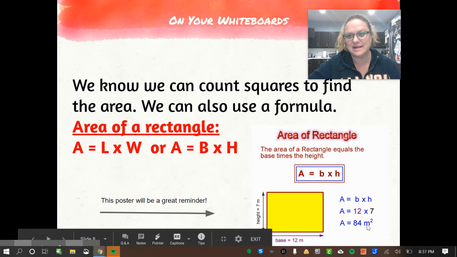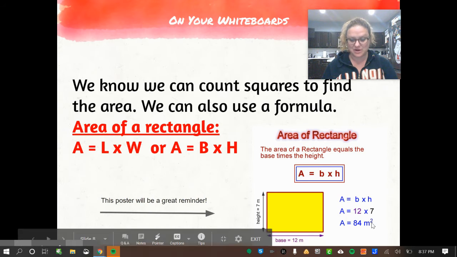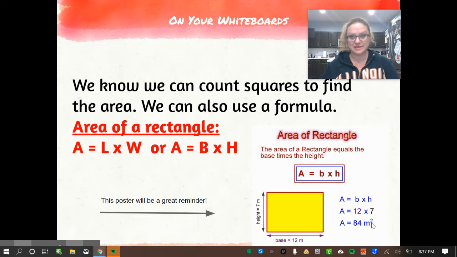You will notice that it's meters squared because a meter times a meter. So you're multiplying a meter times itself. So meters squared. Please don't forget the squared. Area will always give you a squared answer because you are multiplying the unit by itself. Perimeter would never give you squared because you're adding each side. Okay, let's keep going.